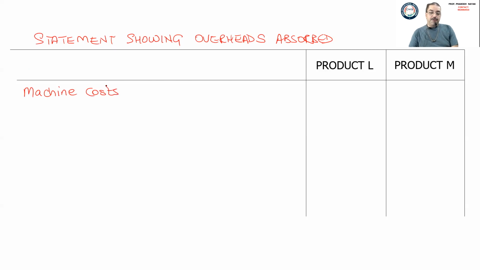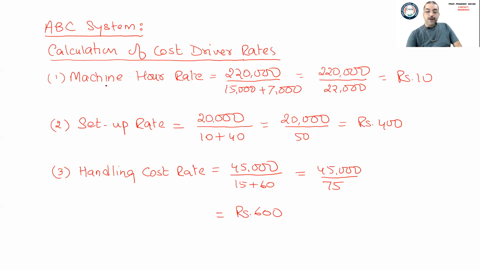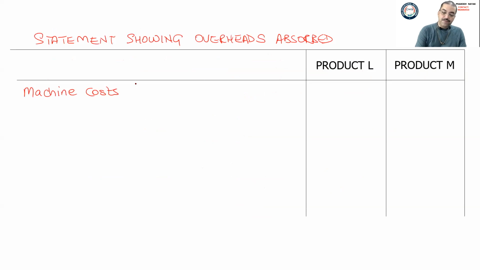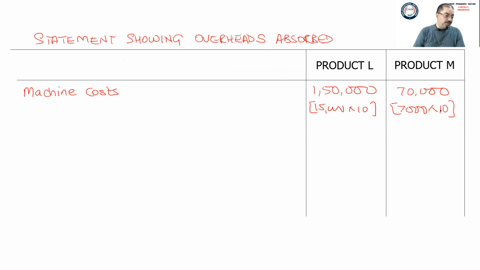Let us go back to the earlier statement. Machine cost rate is 10 rupees. For first product, it is 15,000. That is why I calculated and wrote down here separately. I did not write total. 10 into 15,000 for L and 10 into 7,000 for M. So 10 into 15,000 is 1,50,000. 7,000 into 10. This is my machine cost.